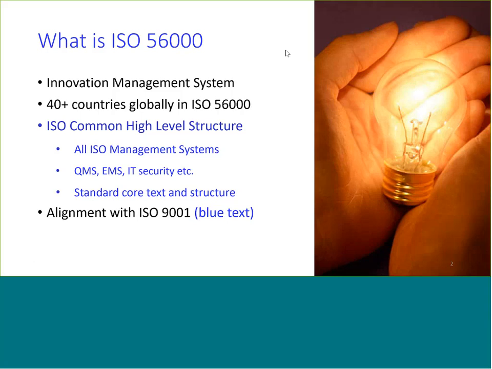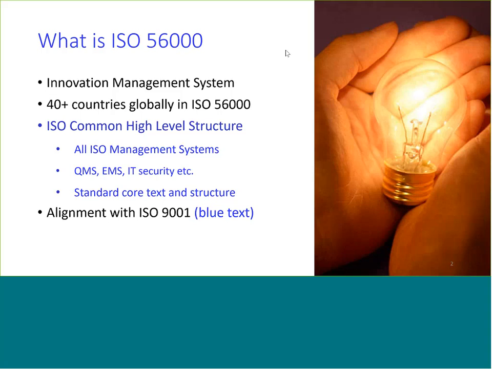So we've now got the 56,000 series. It's an innovation management system, very much like ISO 9001. Over 40 countries have been involved in developing this standard. It follows the ISO common high-level structure, and that's really important for people who are using other ISO standards. For instance, the obvious one is 9001, but other ones like the environmental standard, in which, for example, innovation plays a big part.